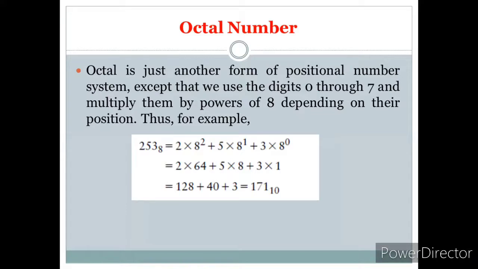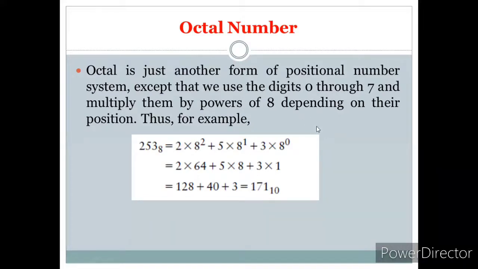So now let us study the octal number. So what is the octal number? Here the base is 8. The digits vary from 0 to 7. Here is a simple example: 253 to the base 8 is equal to 2 into 8 to the power of 2, 5 into 8 to the power of 1, 3 into 8 to the power of 0, which is nothing but 171 in decimal.